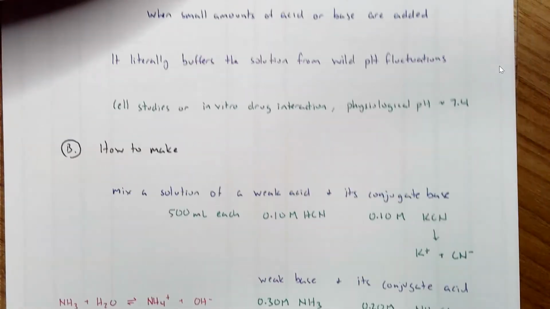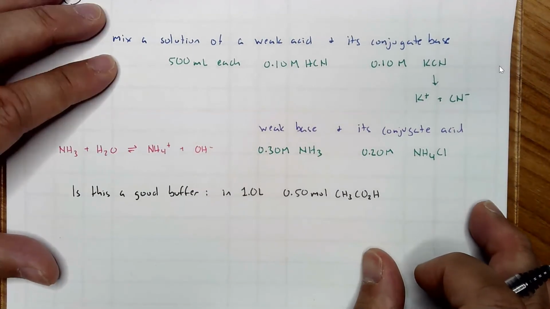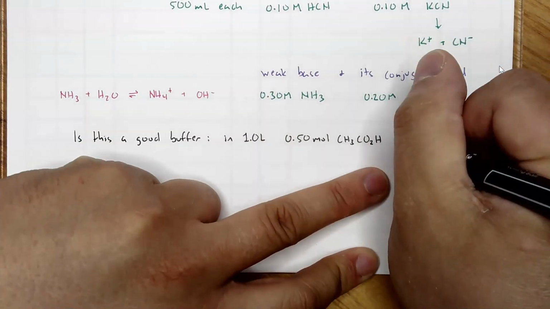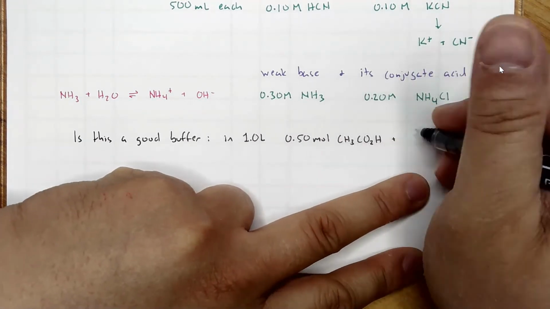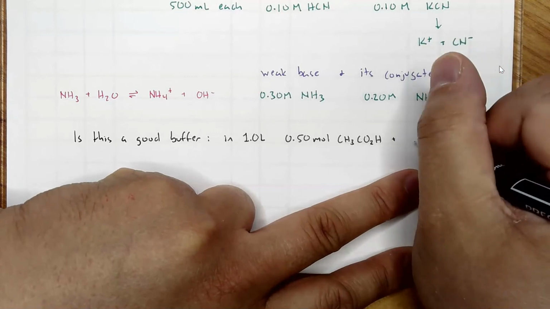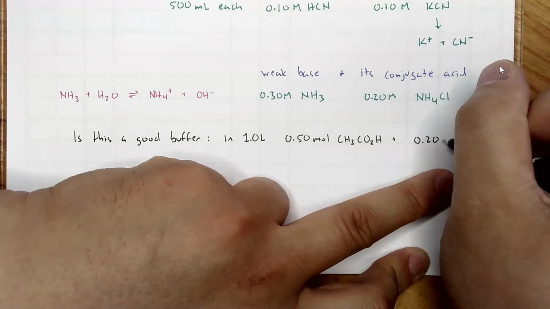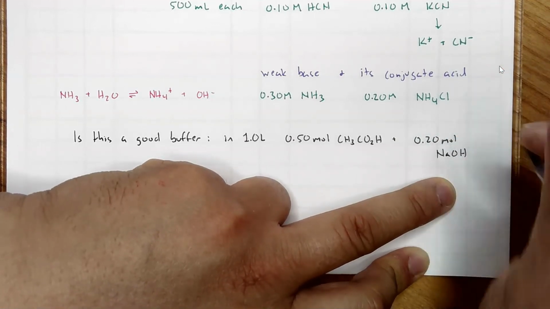Oh, let me scooch this up a little bit. Get acetic acid plus conjugate base. Oh, no. I want to see if we can figure out what happens if we use a strong base, 0.20 mole of NaOH.